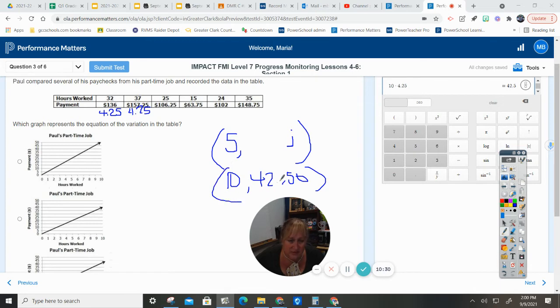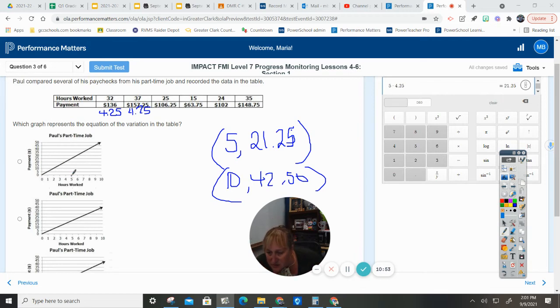Okay, so let's see what he makes in 5 hours. I think I used my calculator wrong. I have to hit clear. That's where I mess up. So 5 times 4.25, $21.25. $21.25. So now I have to try to figure out, and if I were doing this on my computer, like my Chromebook, I would have a dry erase marker.